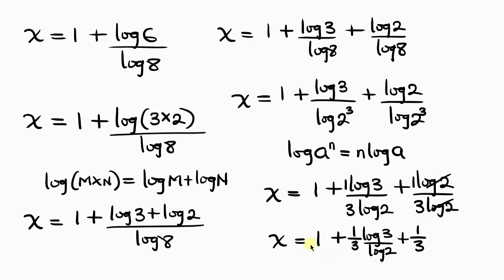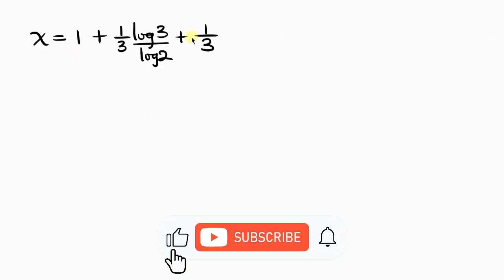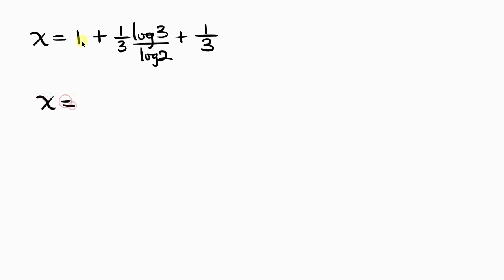Our next step will be for us to add like terms. That means I'm going to be adding 1 plus 1 over 3. Let's do that on the next slide. So let me bring this close since they are like terms. I have x to be equal to 1 plus 1 over 3 plus 1 over 3 times log 3 over log 2.